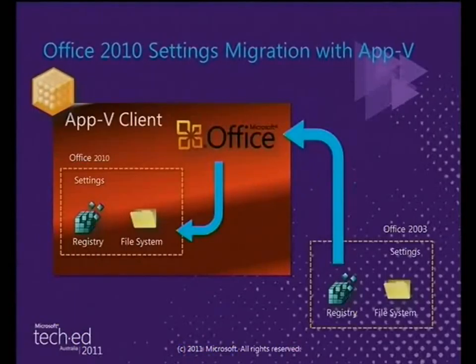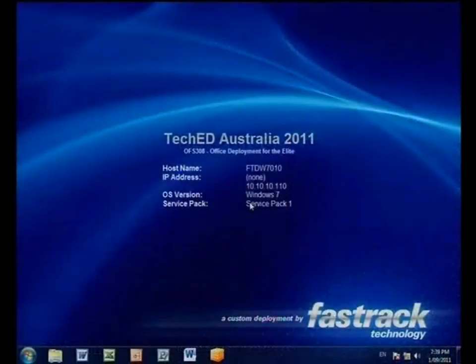And the end result is the sequenced version of Office 2010 can see the settings on the local machine for Office. And like in our diagram just here, it grabs them from the local file system, moves them into the AppV package, and then saves them in the virtualized file system as Office 2010 settings. Hey presto. So, how does that all look in reality?